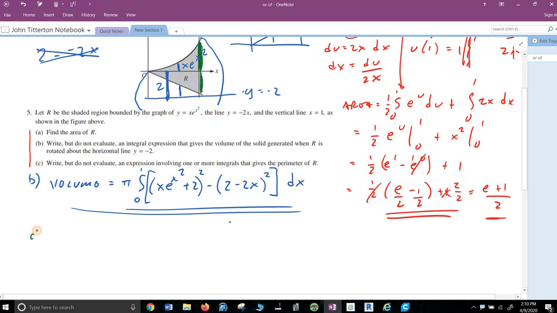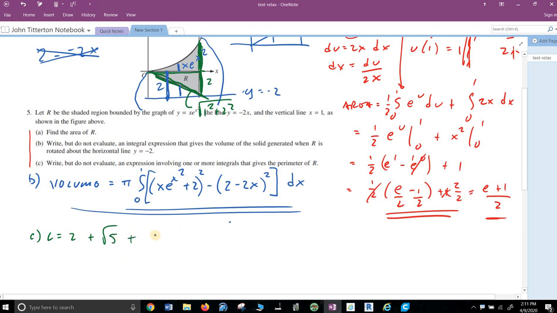So the length is 2 plus. And this is a squared plus b squared equals c squared. This is 1, I thought. Yeah, it's not drawn to scale. This is 1 and this is 2, again absolute value. So this is the square root of 1 squared plus 2 squared, square root of 5.